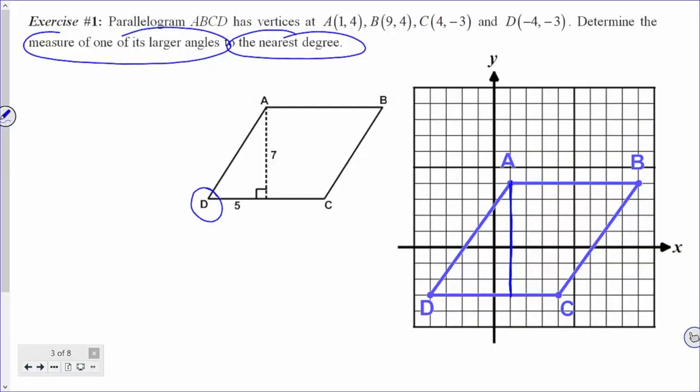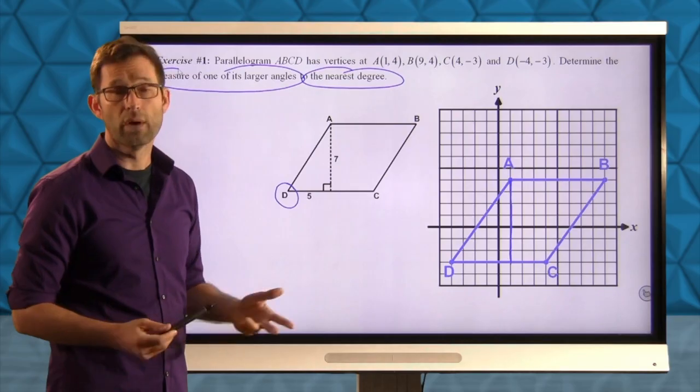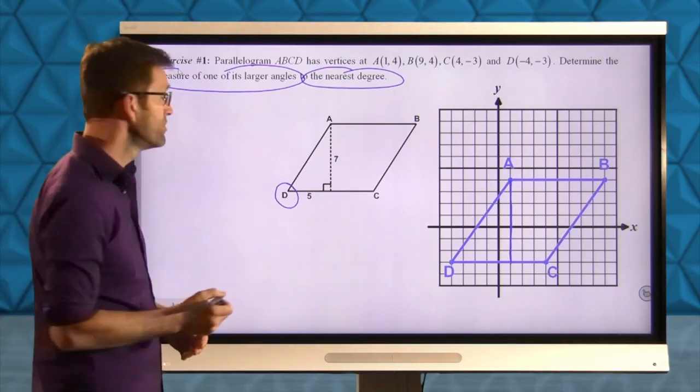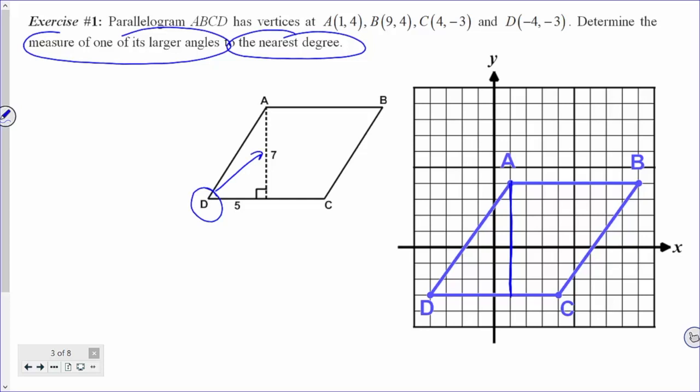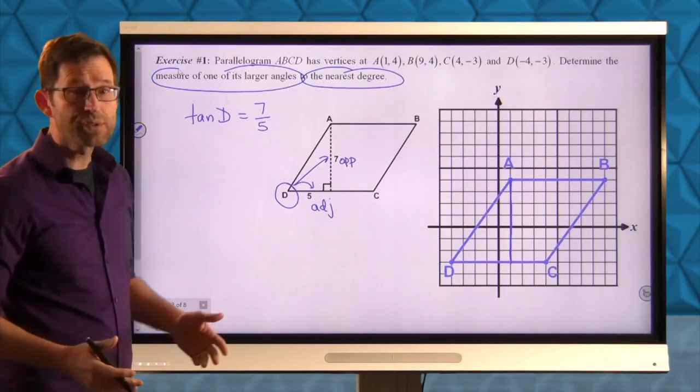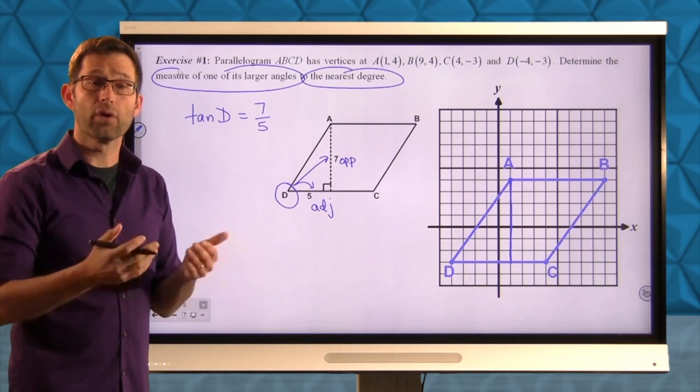Well, hopefully you said tangent, right? The 7 is opposite of angle D. The 5 is adjacent to angle D. And so I would say the tangent of angle D is equal to 7 divided by 5. Now, of course, we're solving for an angle here, not a side.